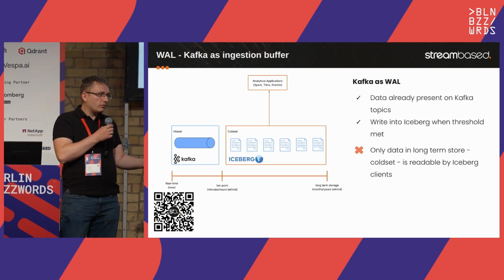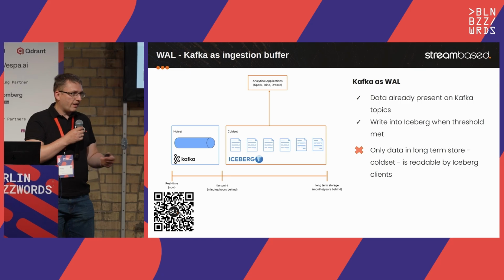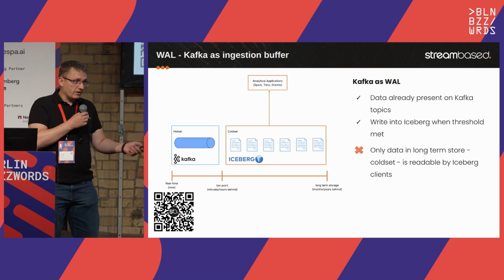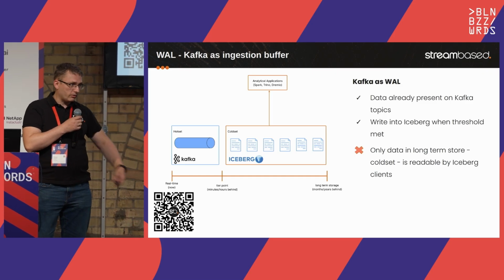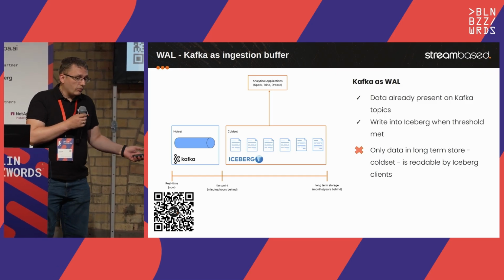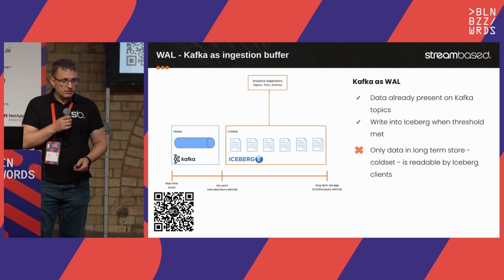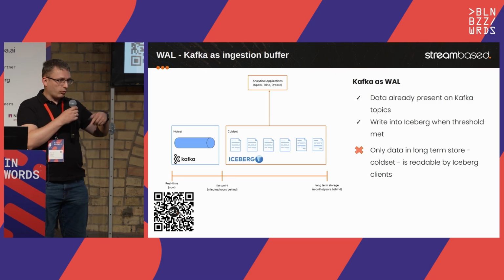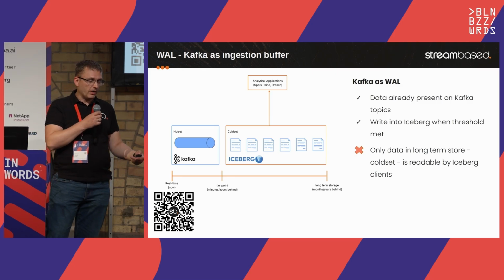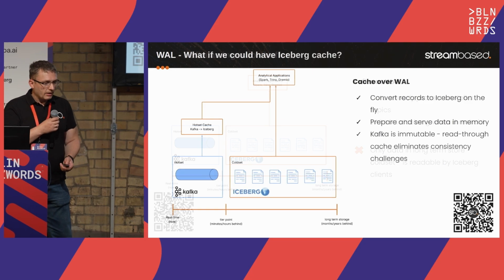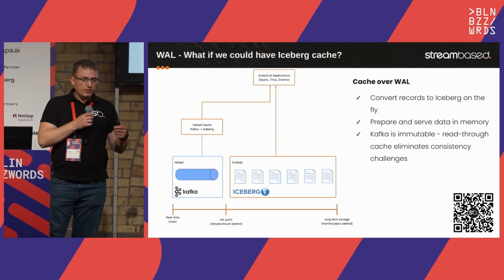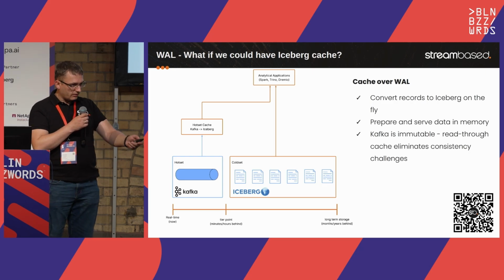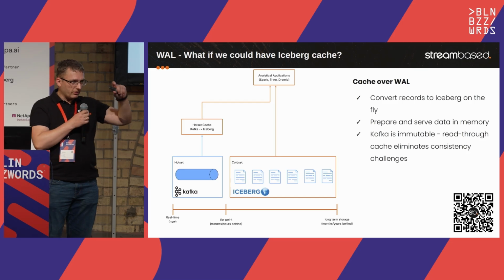The Iceberg is not really written to do streaming data ingest. It doesn't handle millions of small writes well. You're paying for it in other ways if you're doing it. You're doing compaction, rewrites, and so on and so on. So again, only data in long-term store is still available to the Iceberg clients and readable by them. Nothing in the WAL that is exported to Kafka is available to them immediately.